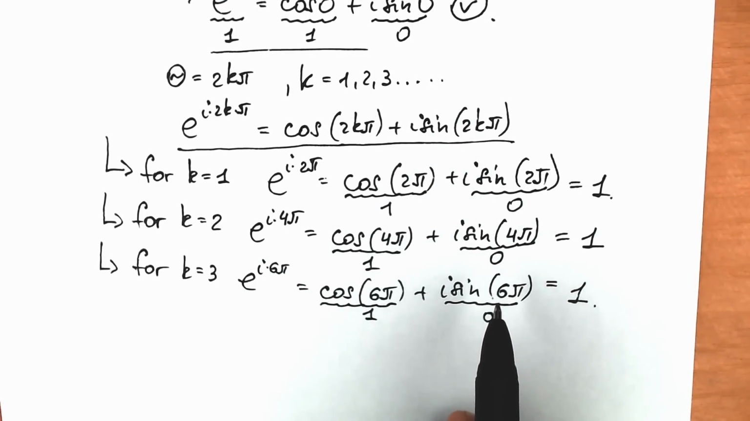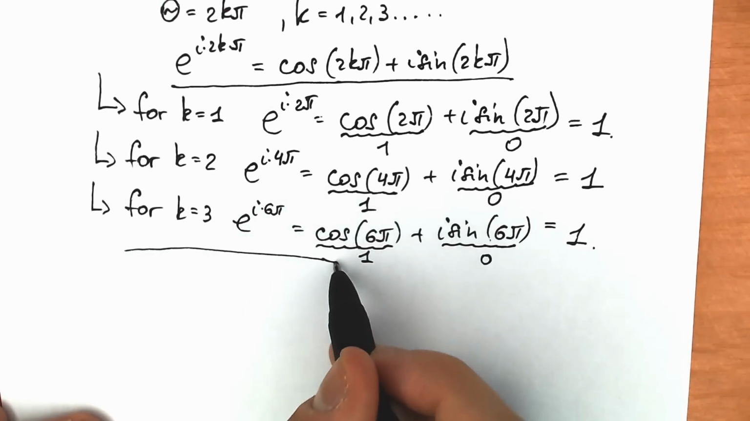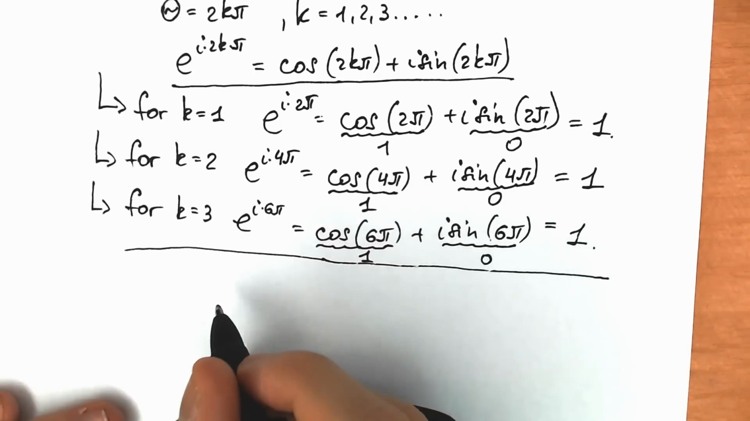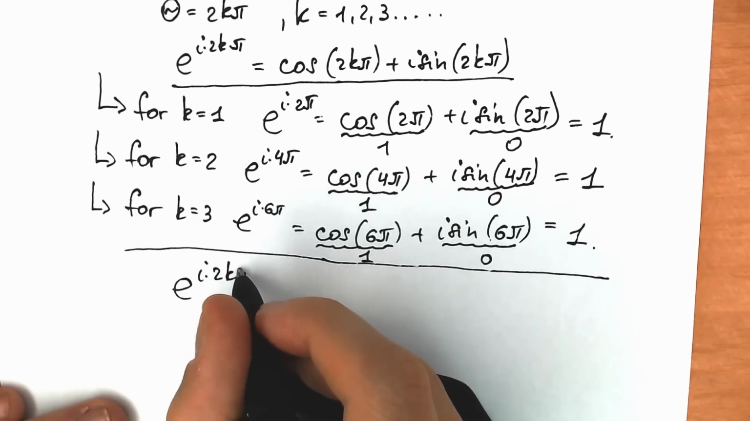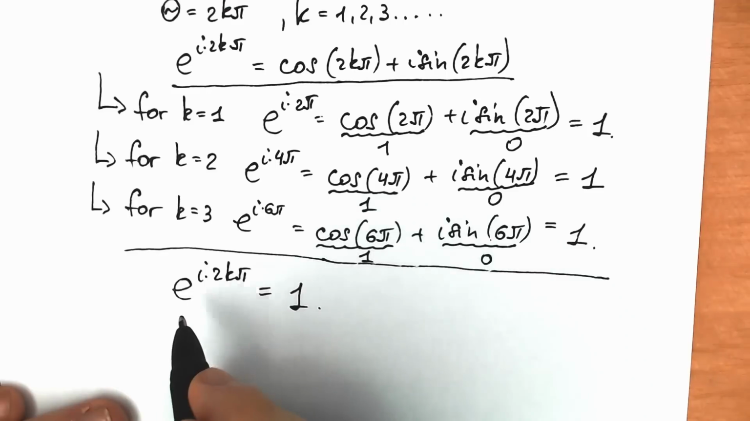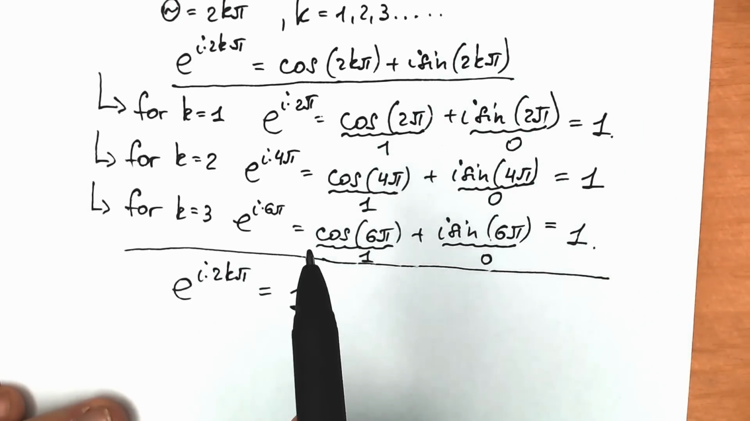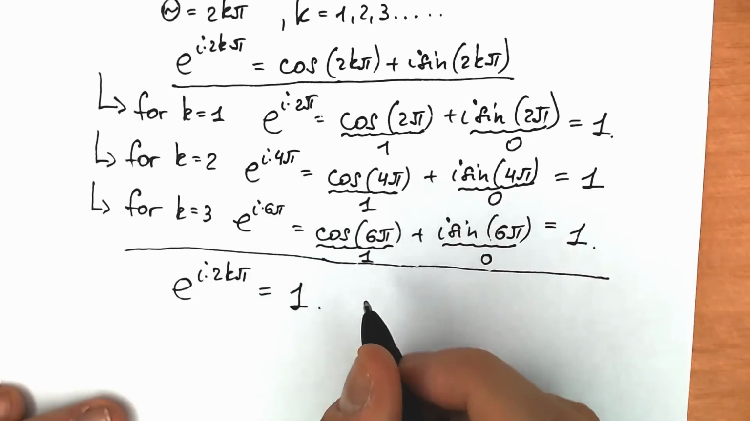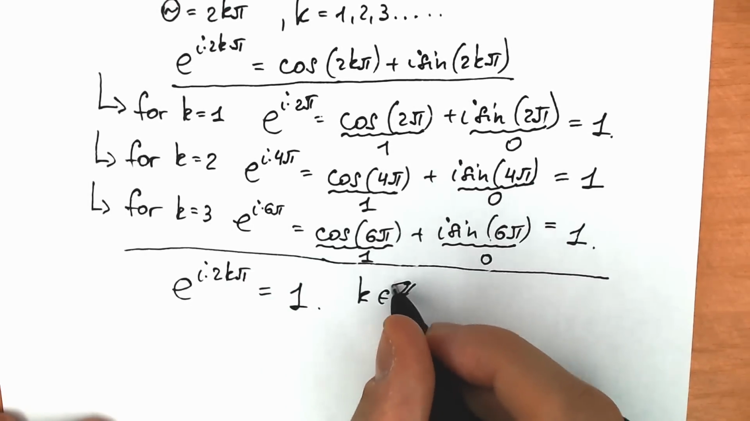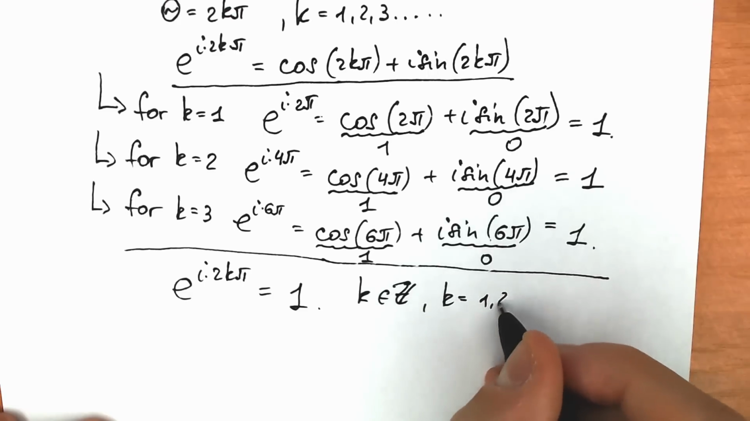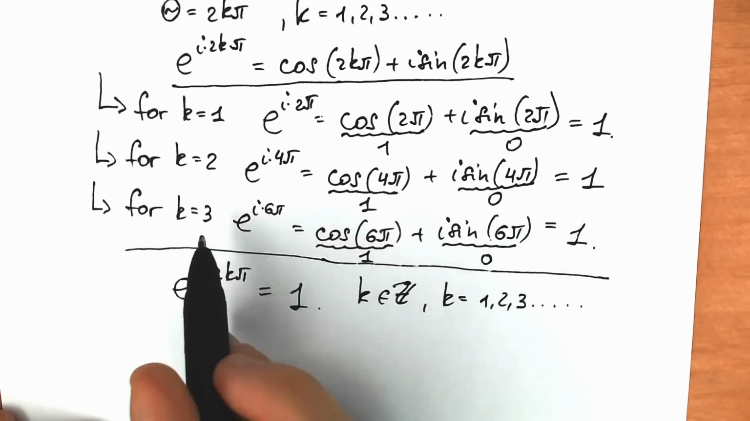And here's a very important moment for us, because right now I'm going to write the final identity after these substitutions. We will have e to the power I times 2k pi, this is equal to 1. So this expression all the time is equal to 1. We proved it before. We can easily see this pattern. So this expression is equal to 1 when k is an integer, k is in Z. We are talking about k equal to 1, 2, 3, and a lot of these examples.